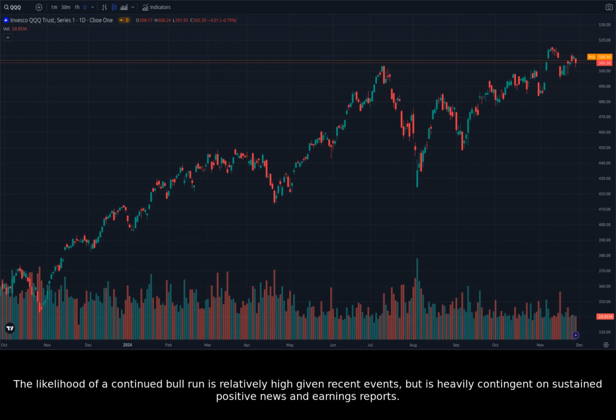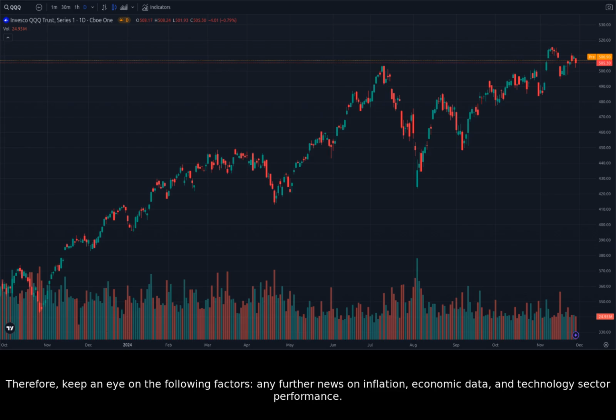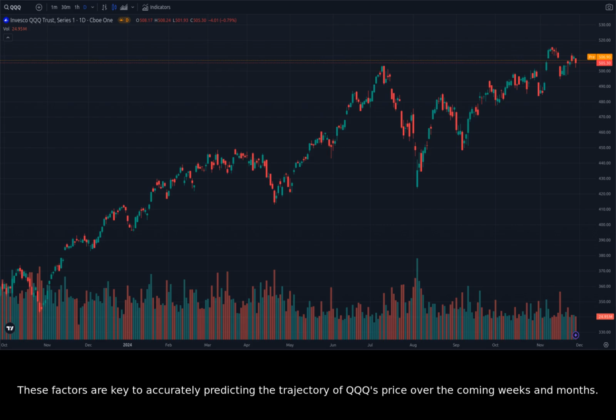The likelihood of a continued bull run is relatively high given recent events, but is heavily contingent on sustained positive news and earnings reports. Any negative economic indicators or significant news events could trigger a drop below the 495 to 500 support. Therefore, keep an eye on the following factors: any further news on inflation, economic data, and technology sector performance. These factors are key to accurately predicting the trajectory of QQQ's price over the coming weeks and months.